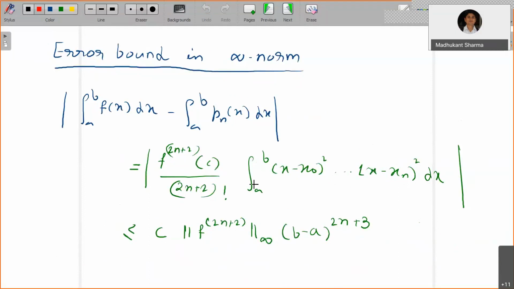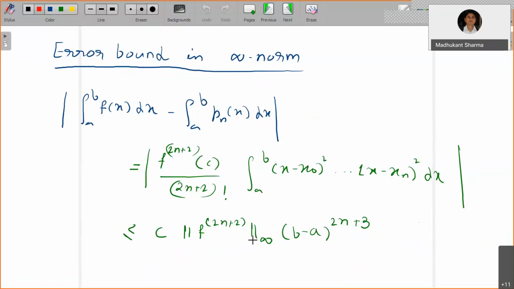Okay, and one more: b minus a will come by evaluating the integral. So you will have b minus a to the power 2n plus 3, times this 1 by (2n plus 2) factorial, which is some constant c, and this can be bounded by its maximum norm. So what it tells is the error in maximum norm is bounded. It doesn't blow up. It remains bounded. It cannot go beyond this.